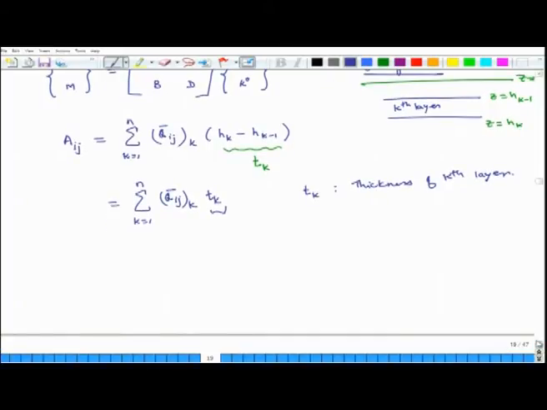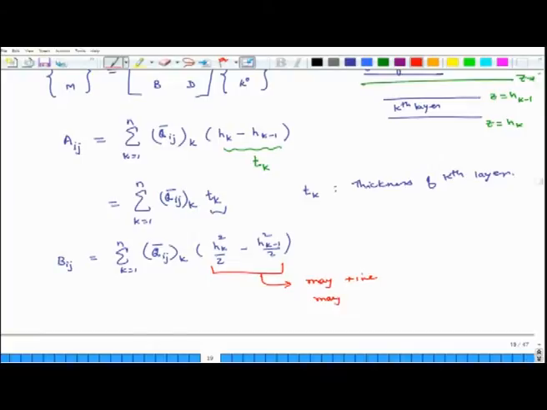Next, look at Bij. So, in case of Bij, this is equal to the sum from k equal to 1 to n of Qij bar for the kth layer times hk square by 2 minus hk minus 1 square by 2. Now, in this case, this term may be positive or it may be negative also. It purely depends on the coordinates.